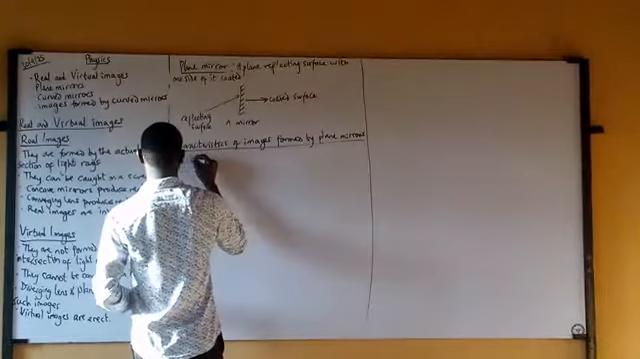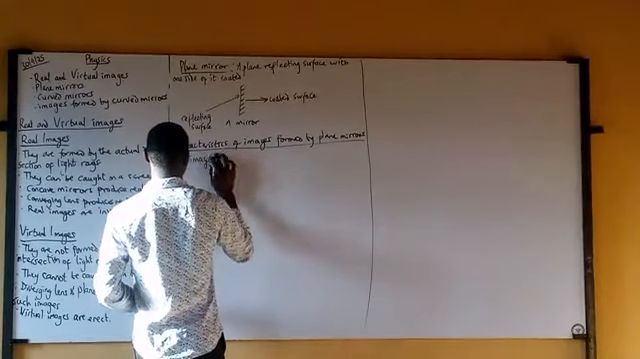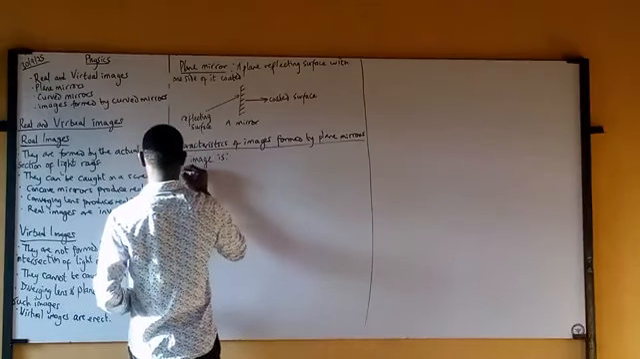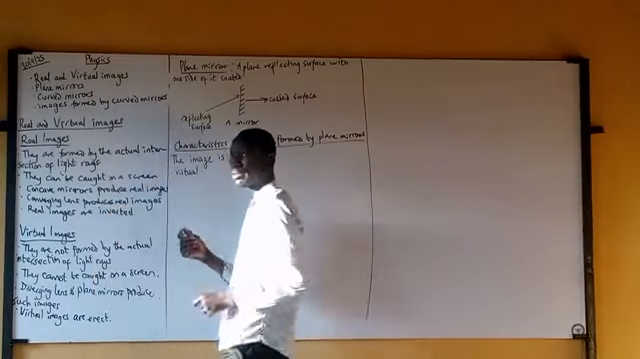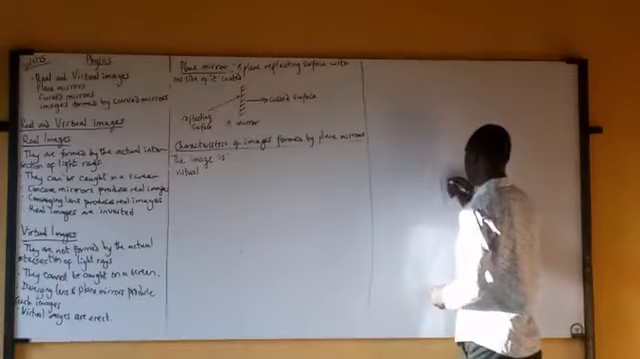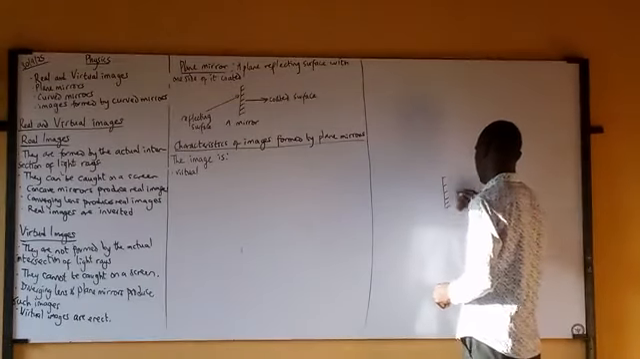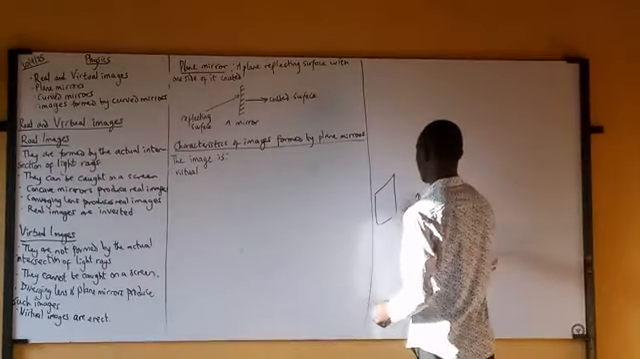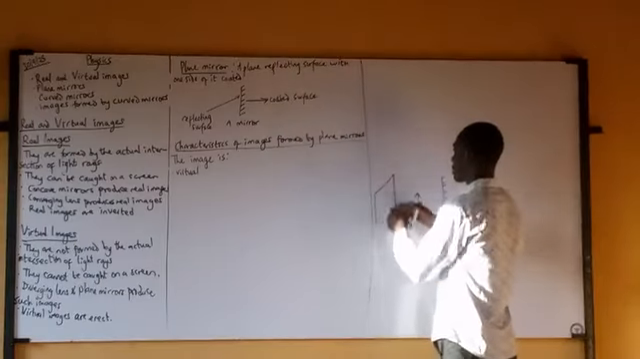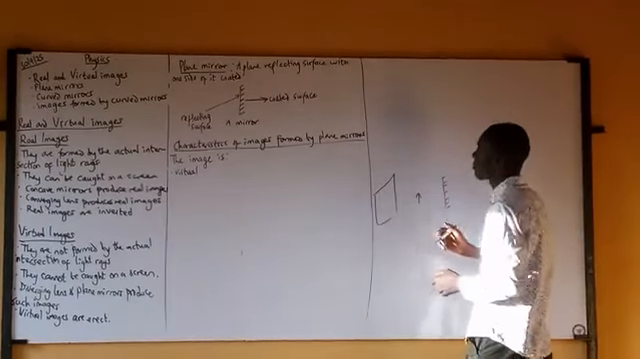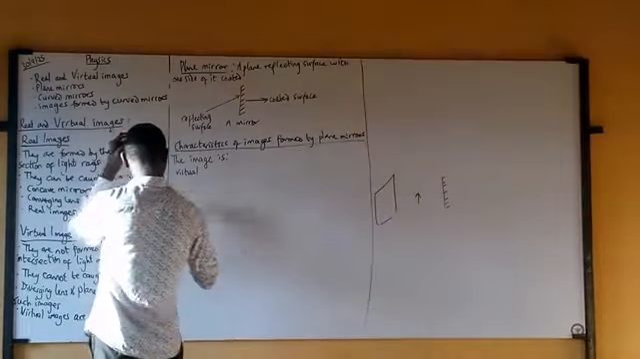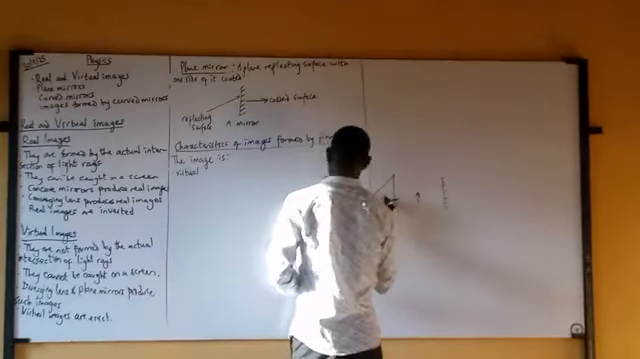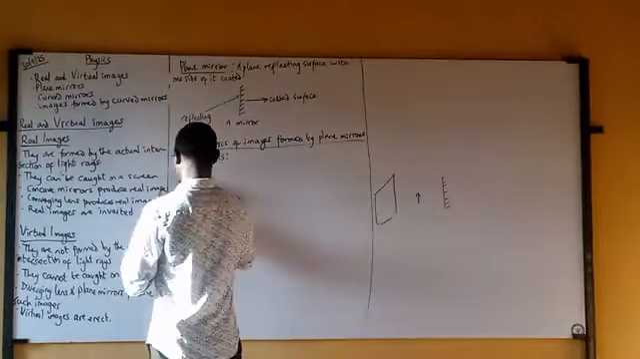The image is, number one, virtual, that is it cannot be got on the screen. If you bring a plane mirror here and you put an object in front of it and you have a screen here, you are not going to get an image of this object cast on the screen. So we say the image is virtual. You can only see it inside the mirror, that's behind the mirror. It cannot be cast on the screen. So we say the image is virtual.